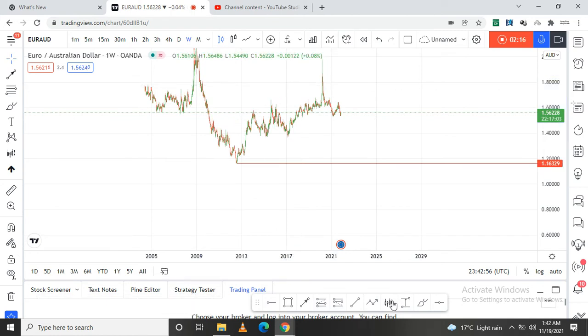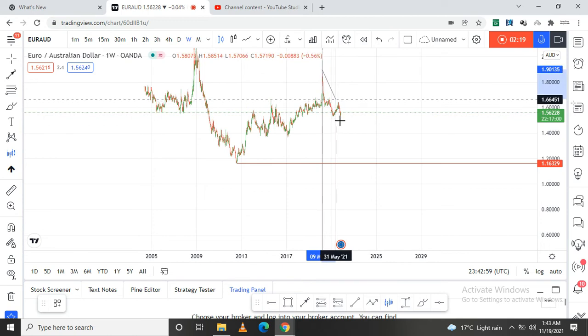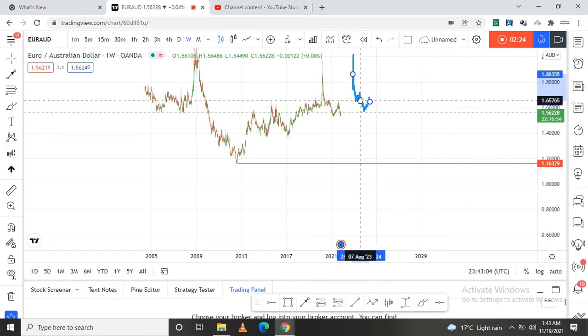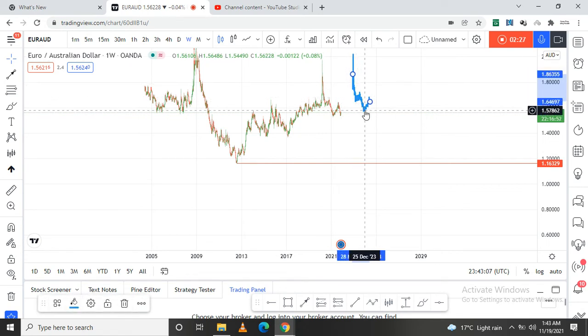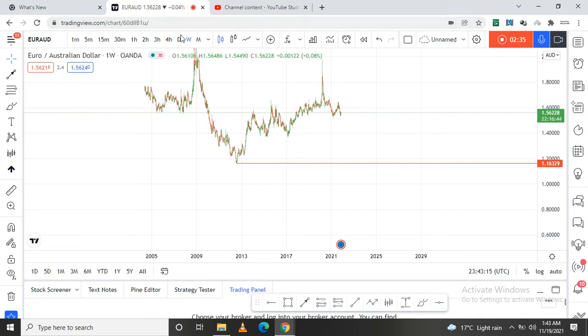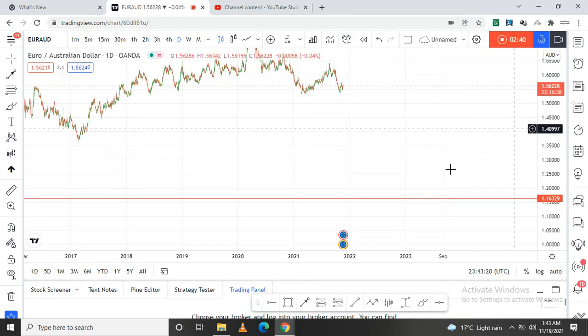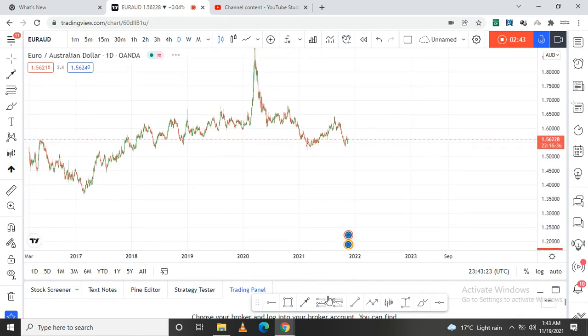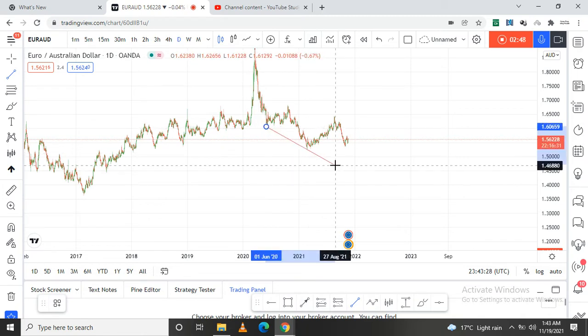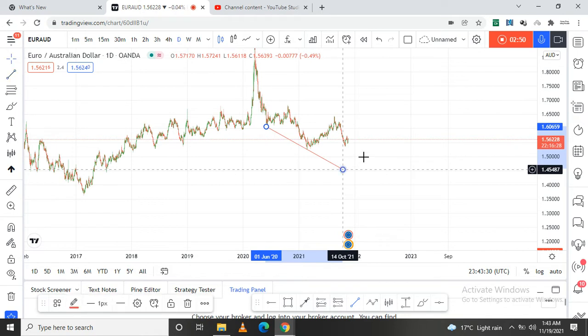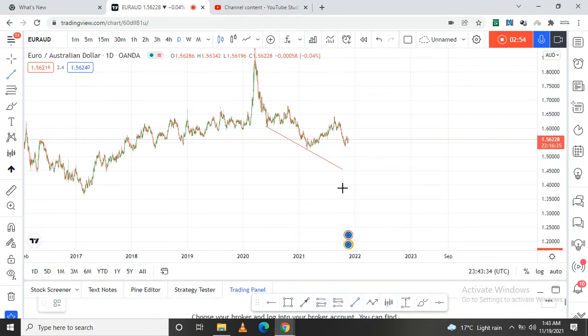Another thing from the weekly chart, I can see that we had some sort of a push, a correction, a push, a correction. So we're currently in a push phase to the downside. So if I go to the daily chart, because I already know that the price is in the downside, I'm gonna cater for my structure on a daily.